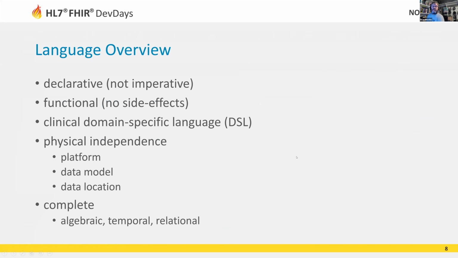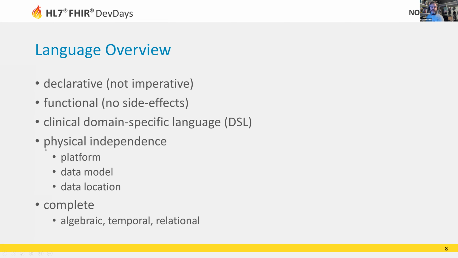So just a quick overview of the language. It's a declarative language, so it's not imperative. It doesn't have flow control. It doesn't have loops, those types of things. It's intentionally a functional language, no side effects. It's a query language. It's a clinical domain-specific language. It has several features that are specifically focused on constructs that are ubiquitous in clinical logic.